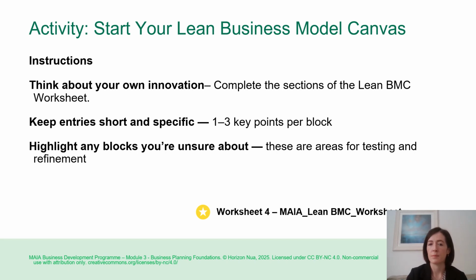Remember, the lean canvas is a living document, so you can always expand and refine it later. If there are areas you're unsure about, highlight them. These are the parts of your model that will need testing, research, or further validation. For example, you might know your key activities but be less certain about your customer segments or revenue streams. Identifying these uncertainties early is valuable. It helps you focus your learning efforts where they matter most.